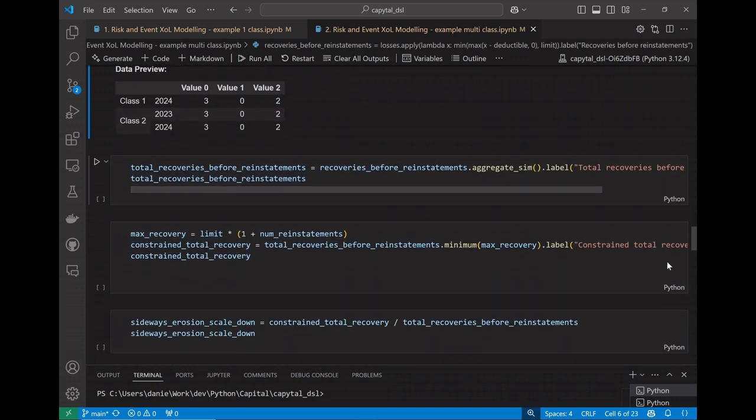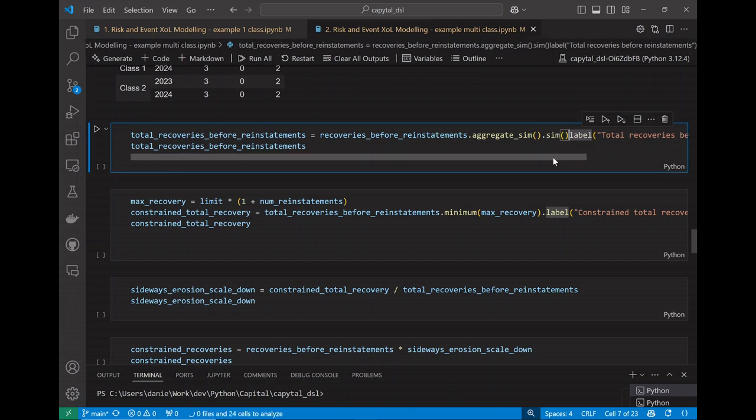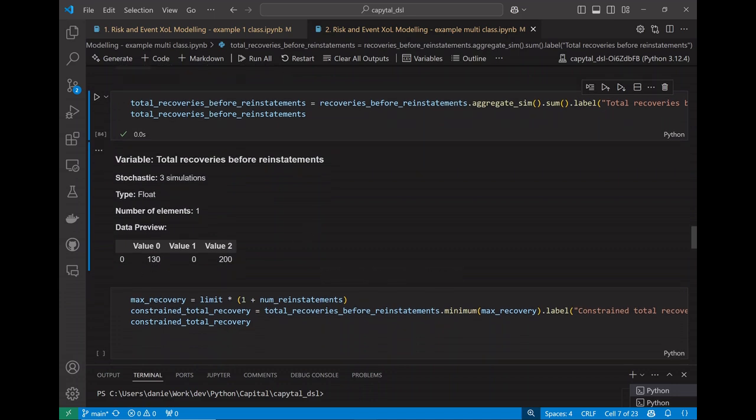So here we have the calculation as we did it before, where we were calculating the total of the recoveries before reinstatements, just by aggregating those up into SIM. It's no longer good enough just to aggregate it into SIM. We're also going to need to aggregate it across the different classes and years to work out for each SIM what the total recovery is. So we can now have a look at that. This gives us our total recovery.